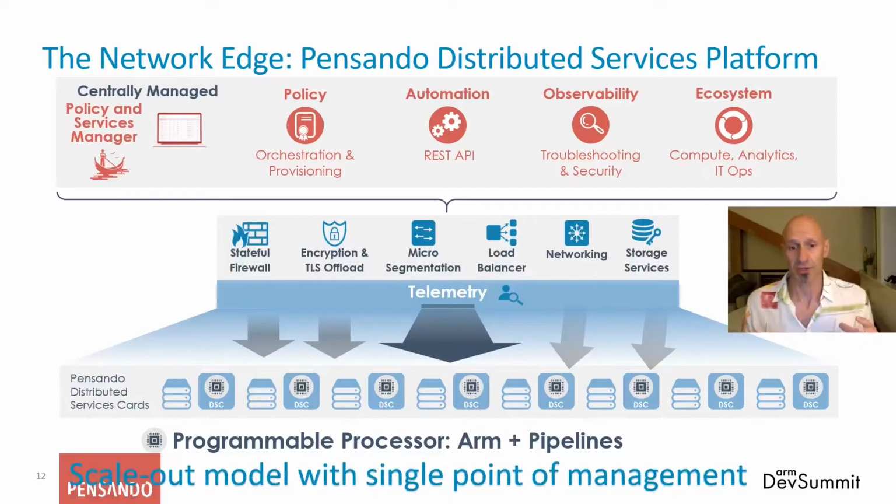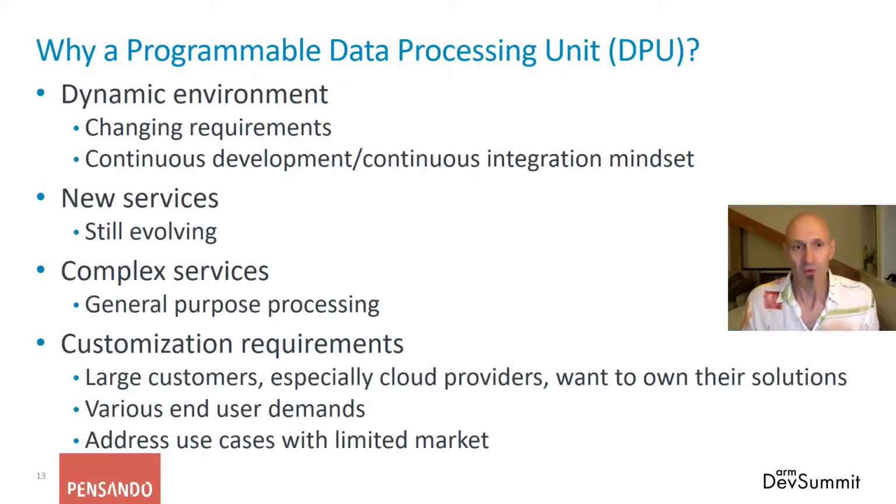So this solution, on the one hand, leverages the scale-out model typical of the cloud. The more servers you install in the data center, the more scalability you have, and this platform maintains that model because the more servers we have, the more cards we have, but at the same time we have a single point of management, so the same management simplicity that we have with centralized appliances. So now, why do we need this card to be programmable? This card is a data processing unit, what we call today a DPU. It sits on the host and it processes traffic in and out of the host.